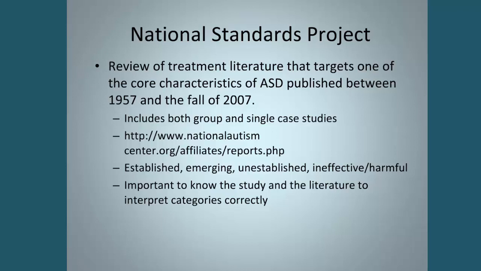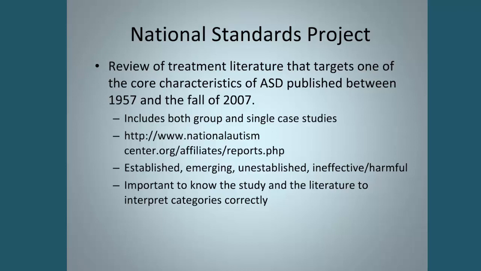One of the really nice things about the National Standards Project is they developed a method to really investigate the literature both in group experimental studies and in single case studies, which was not done in the National Research Council's report. And I think this is really important because much of what we need to learn from the literature in children with autism happens in those single case studies.